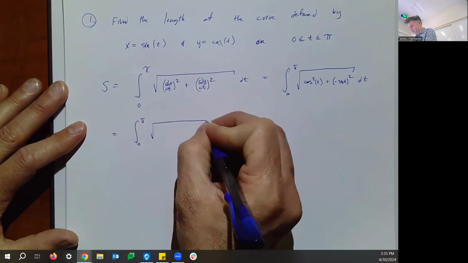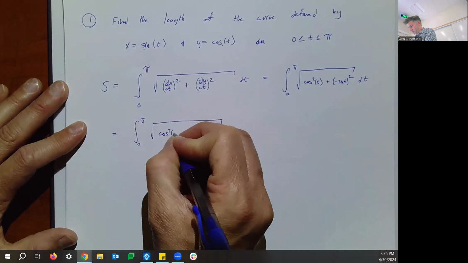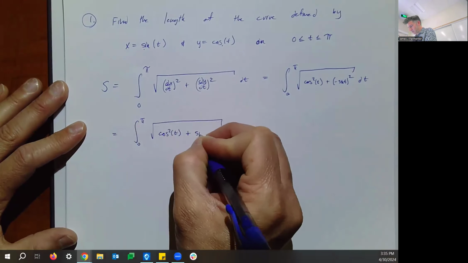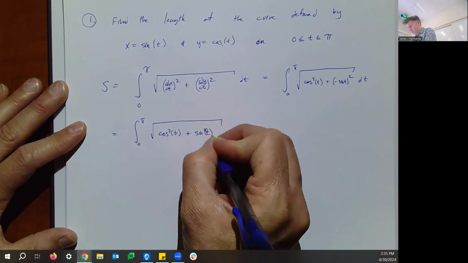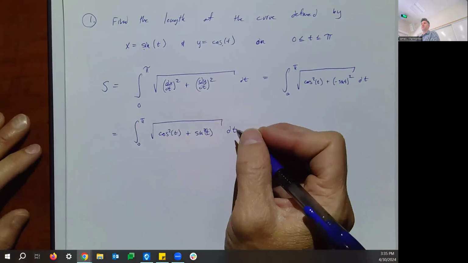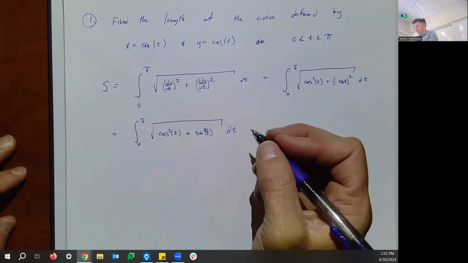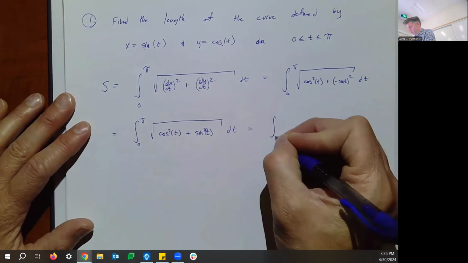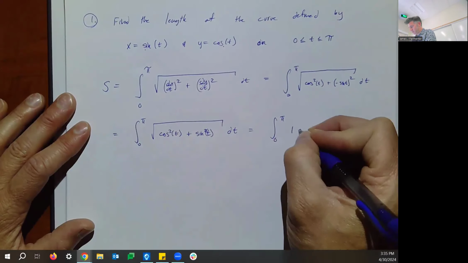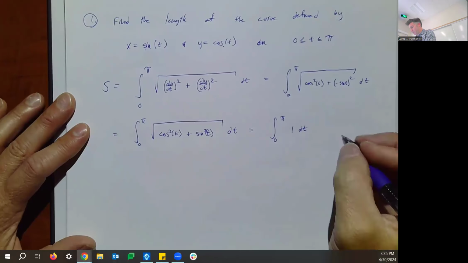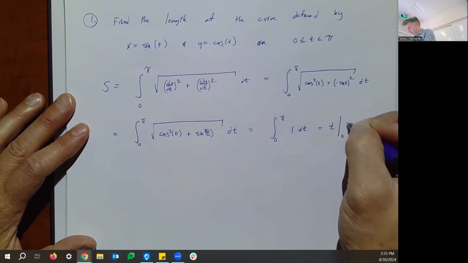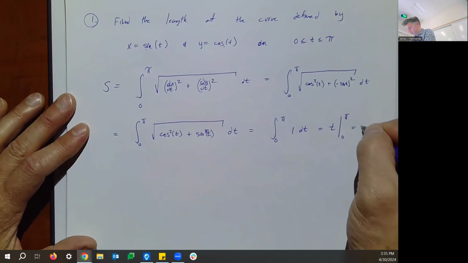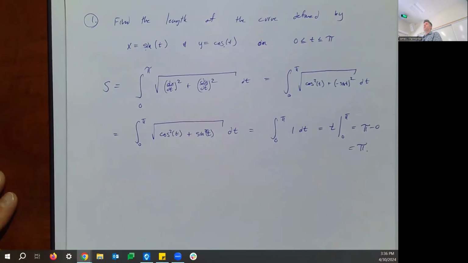We have cosine squared of t plus sine squared of t. And what's cosine squared of t plus sine squared of t always equal to? Just 1. So we have the integral from 0 to pi of the square root of 1. The antiderivative of 1 is t from 0 to pi, and then you plug in and you get pi minus 0, which is pi. And this is a relatively easy example.